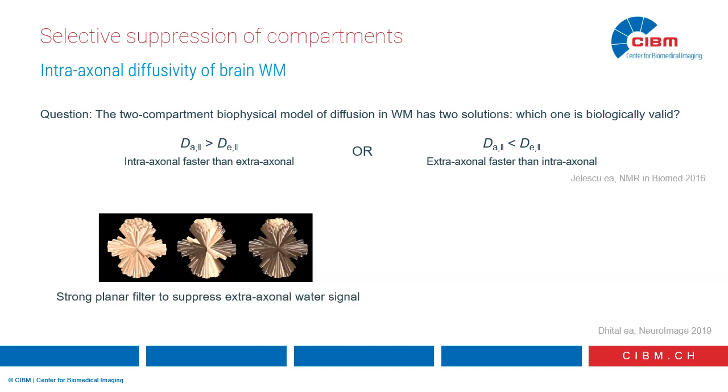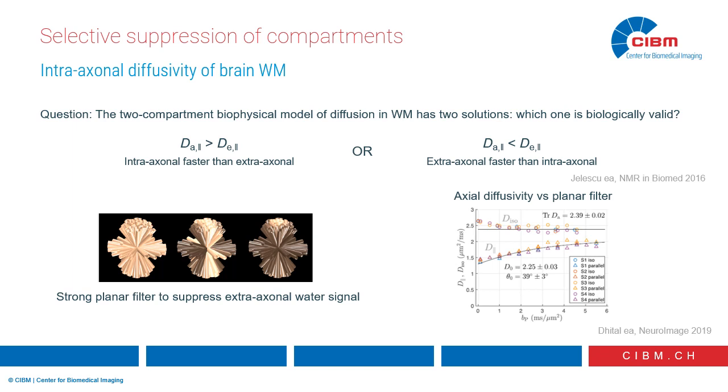And so one group answered this question by actually suppressing the extra-axonal signal using a strong planar filter. So there was a planar encoding in the transverse direction to the white matter bundle. And with stronger and stronger planar suppression, you were just left with the signal inside the axons that were as aligned as possible to the bundle. And they showed that actually with increased strength of this planar filter, you had higher and higher diffusivity along this bundle, which meant that the intra-axonal diffusivity was faster than the extra-axonal. So this was a very nice proof and answer to this.